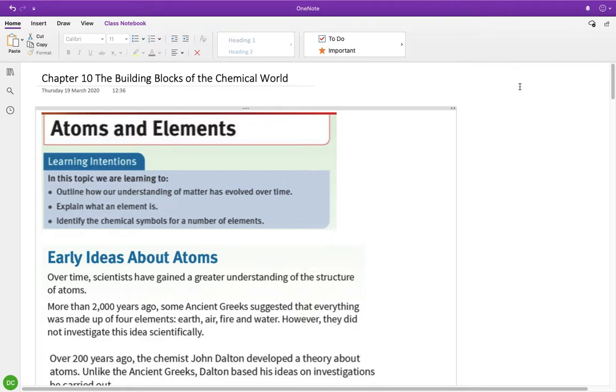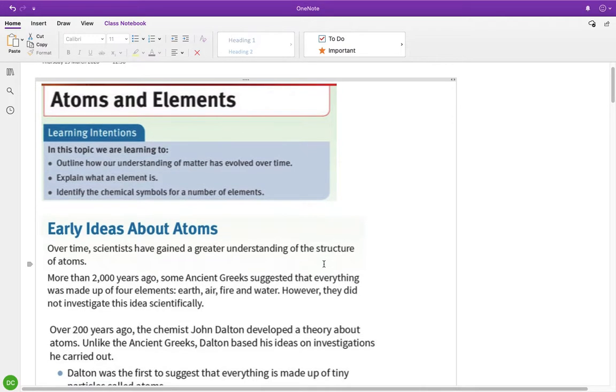We're going to start chemistry today. We're doing chapter 10 in your book, The Building Blocks of the Chemical World. Starting with atoms and elements, I have the learning intentions here: outline how our understanding of matter has evolved over time, explain what an element is, and identify chemical symbols for a number of elements. A lot of this you're probably familiar with already.